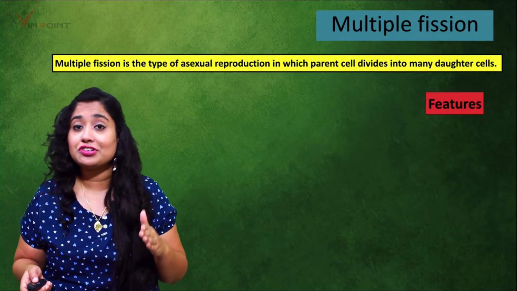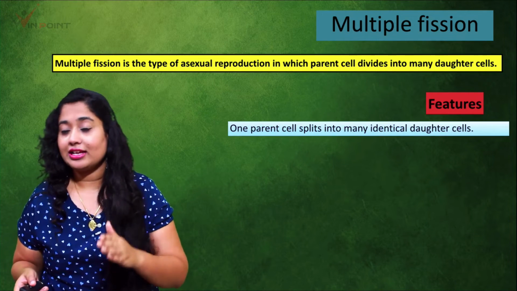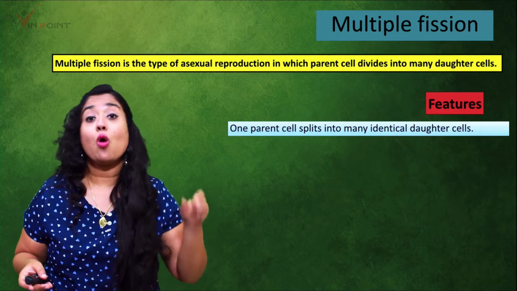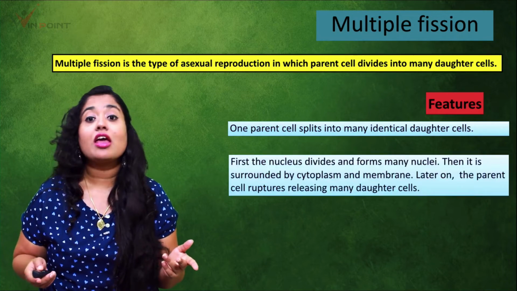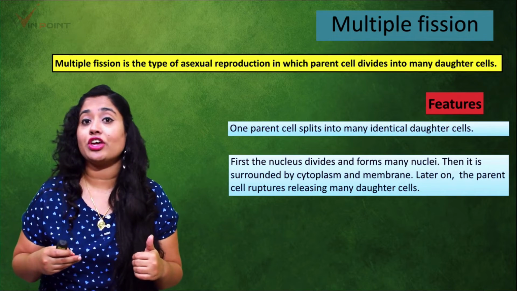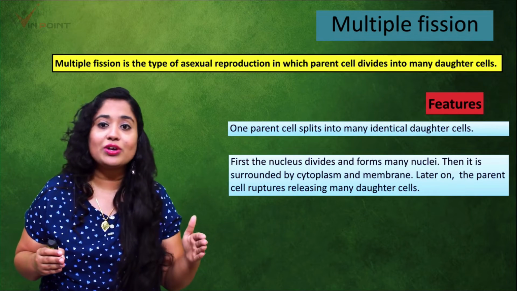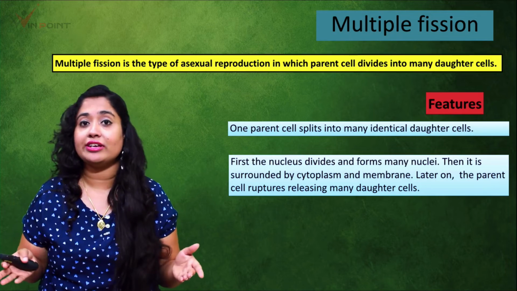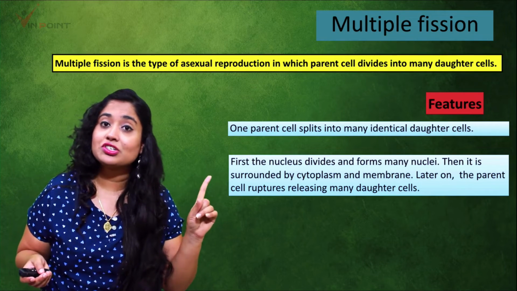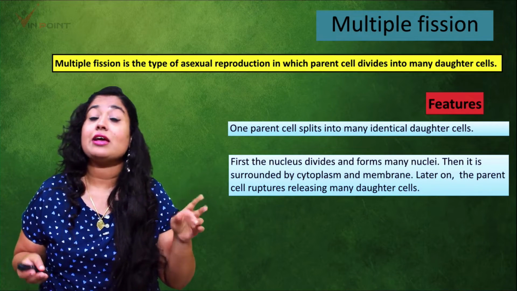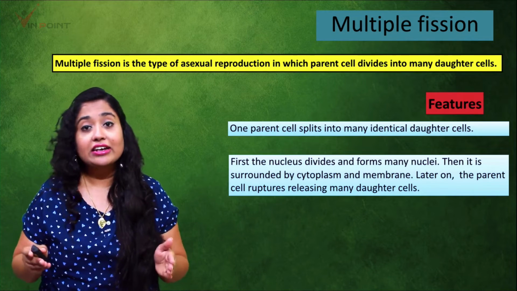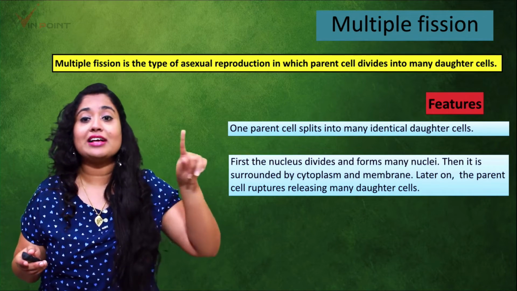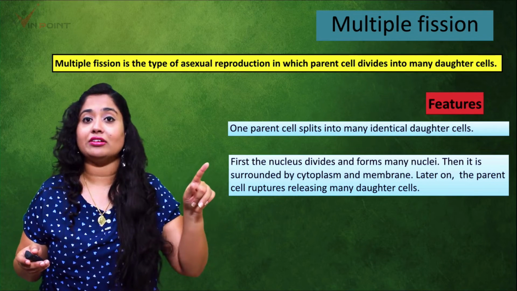Now let's see the features of it. It is the same feature that we have discussed. One parent cell splits into many daughter cells. Now, what is the process which is going on? First, the nucleus will divide and forms many nuclei. But in the case of binary fission, it will form two nuclei. But in multiple fission, it will form many nuclei. Then, it is surrounded by the cytoplasm and a membrane.